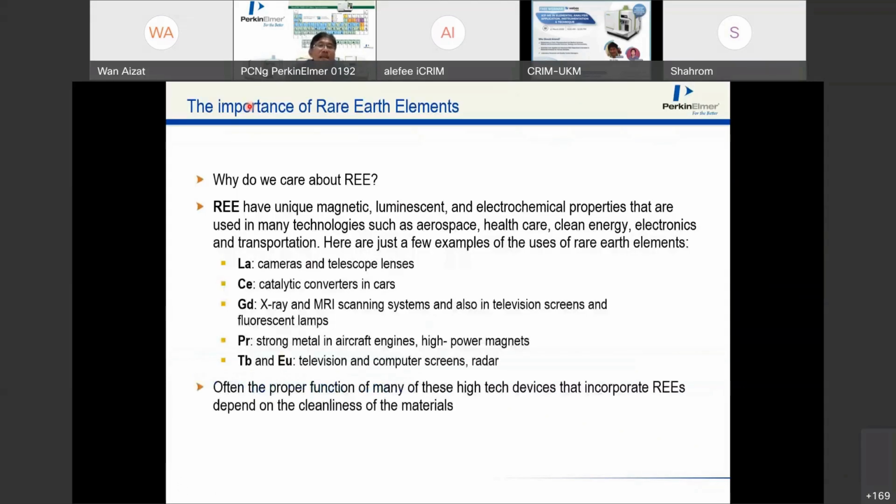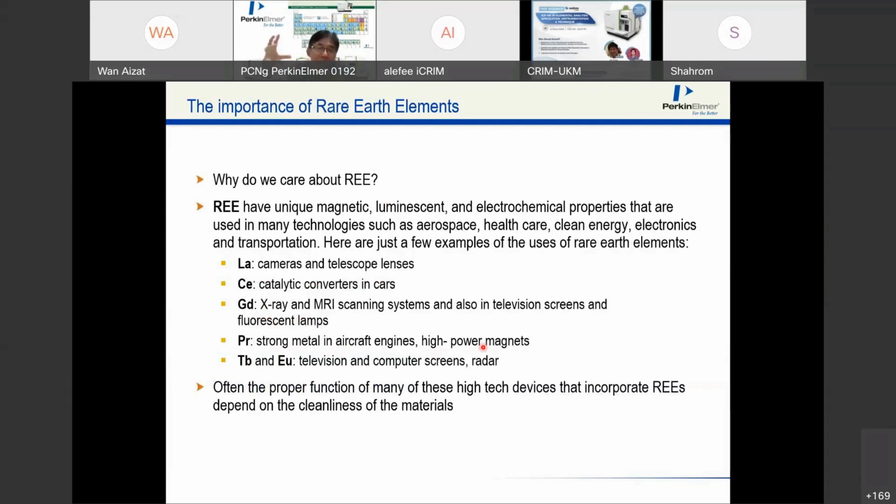Okay, what are the uses for this rare earth element? Like LA: camera, telescope, lenses are using LA. CE: catalytic conversion in cars. GD: X-ray tip, MRI scanning, all are using GD, rare earth element. PR is a strong metal in aircraft engines, high power magnets. A very little, very strong magnet. You can look into it.